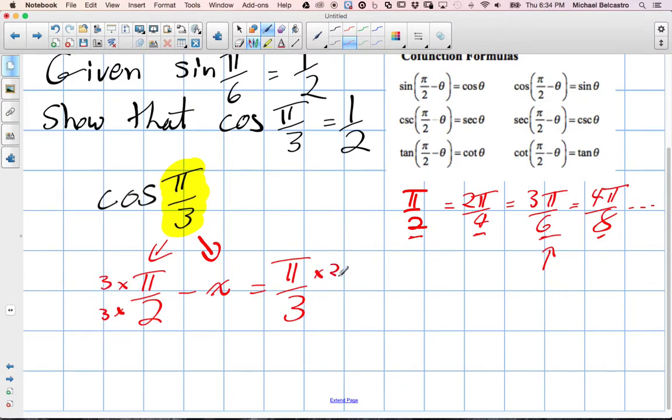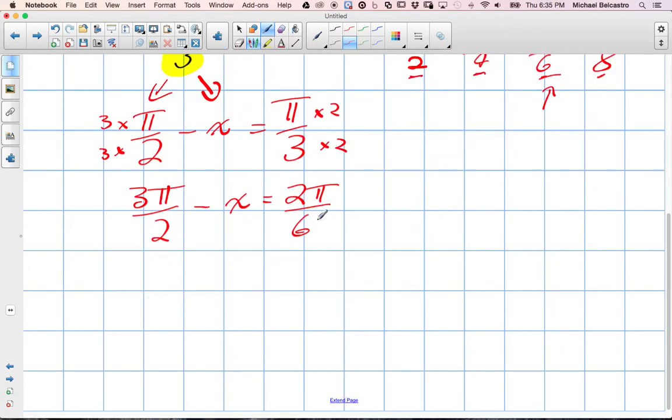And in this one here, I'll need to multiply the bottom and the top by 2. Does that make sense so far? Okay. So then we get 3 pi over 2. Subtract, and they've written theta, I wrote x. It's essentially the same idea. It's an unknown value. 2 pi over 6.